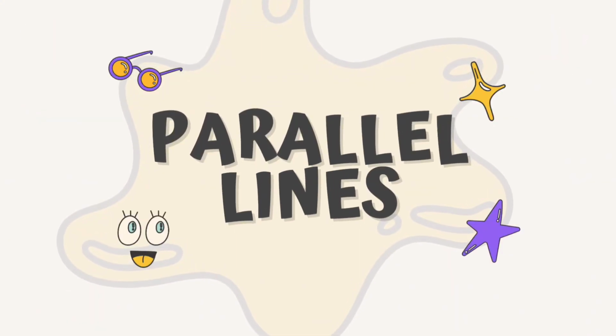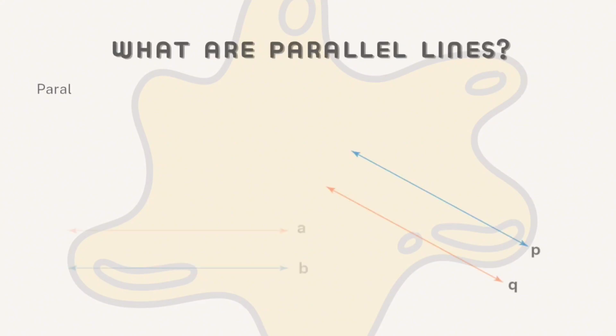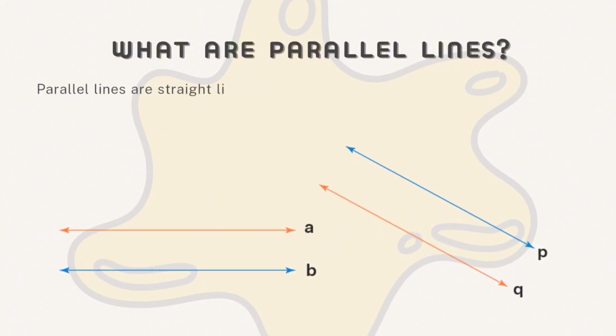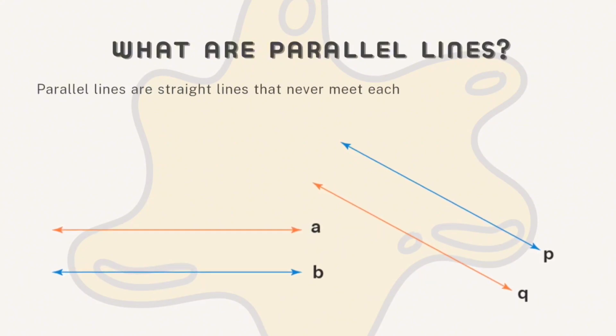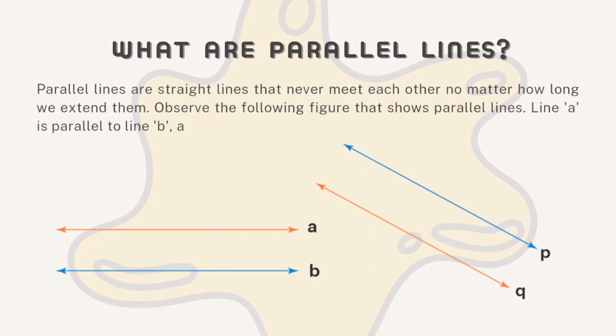Okay, let's talk about parallel lines. What are parallel lines? Parallel lines are straight lines that never meet each other, no matter how long we extend them. Observe the following figure that shows parallel lines. Line A is parallel to line B, and line B is parallel to line Q.